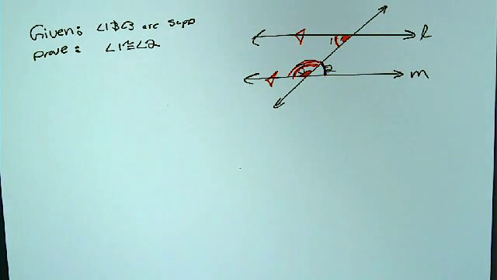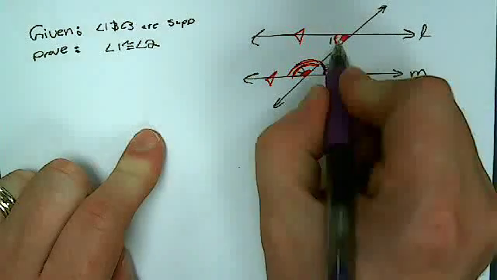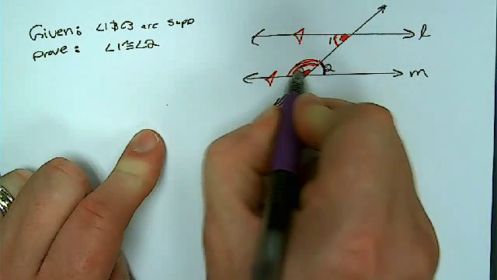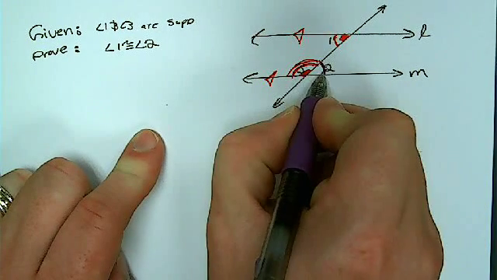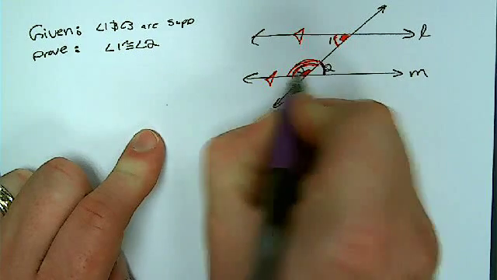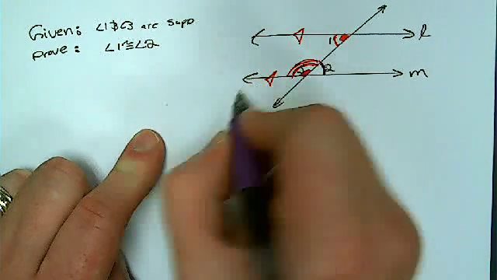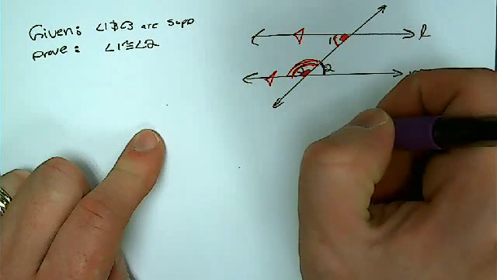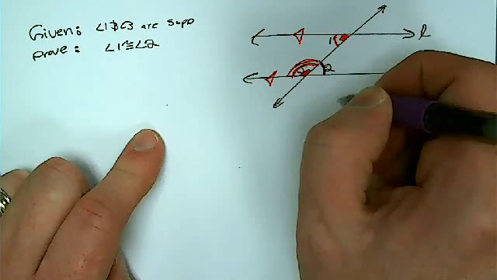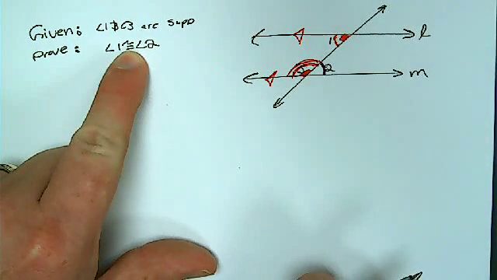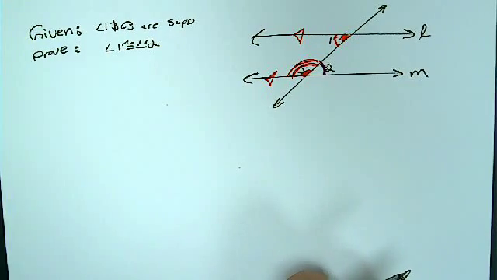All right, let me recap that. You want to say 1 and 3 are supplementary, because it's given. 3 and 2 are supplementary because they're a linear pair. That means these add to 180, these add to 180, set them equal to each other, subtract off 3, and that leaves me 1 equals 2. Did you start here and end here? And it works. You don't have to do the parallel line thing.